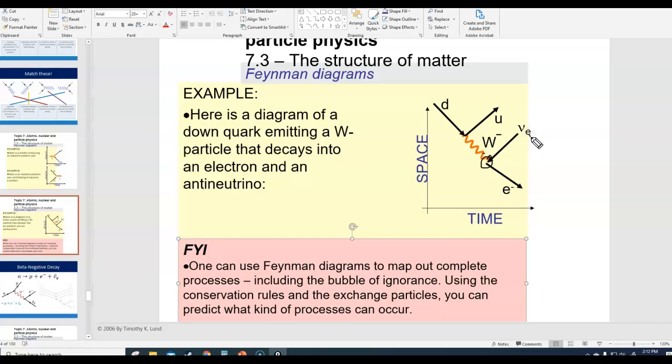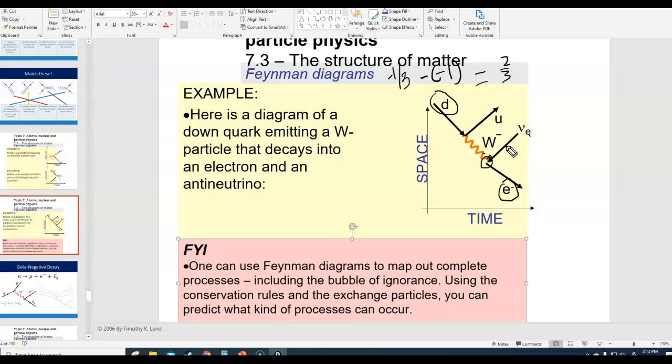Now it's also important for me to point out that charge has to be conserved at each of these vertices. Because it's a W minus particle that has a charge of -1, when that W minus decays, the overall remaining charge still has to be -1, and so the electron carries that charge. Also notice that a down quark has a charge of -1/3. Right here it's losing the -1 charge from the W minus, and what's left over has a charge of 2/3, which is the charge of an up quark.